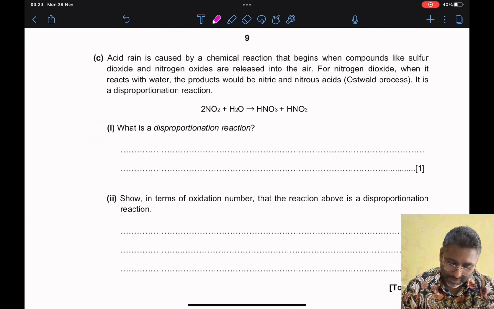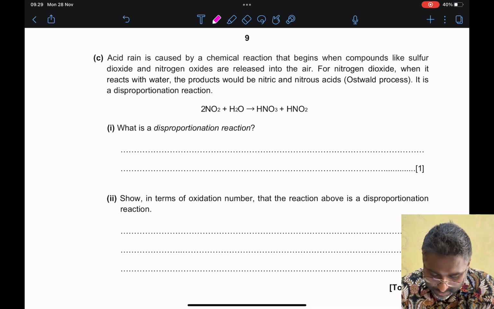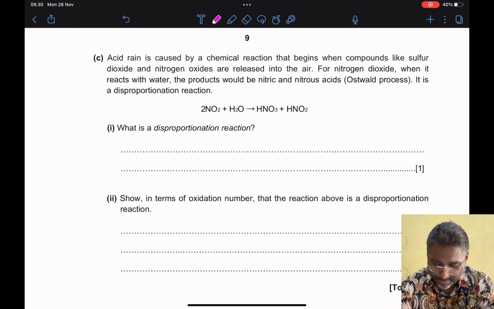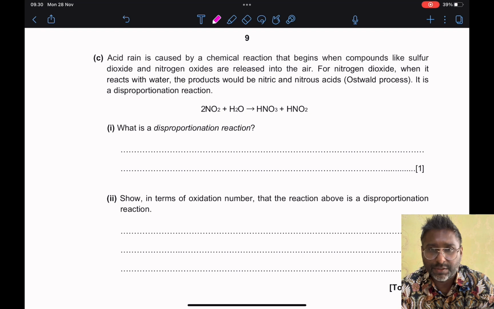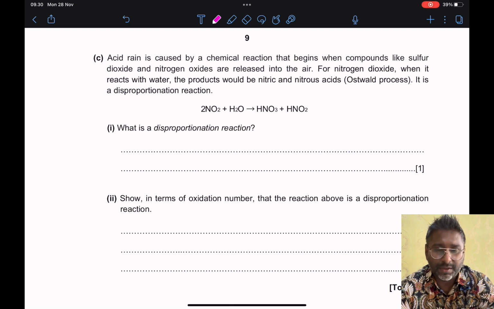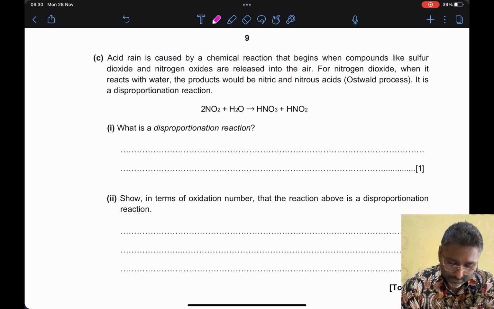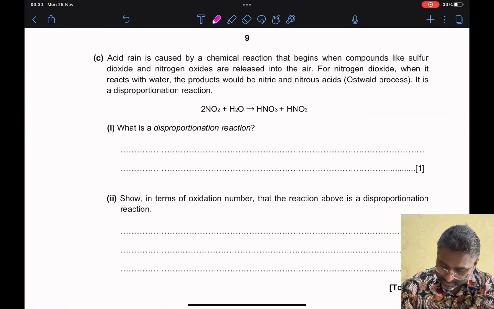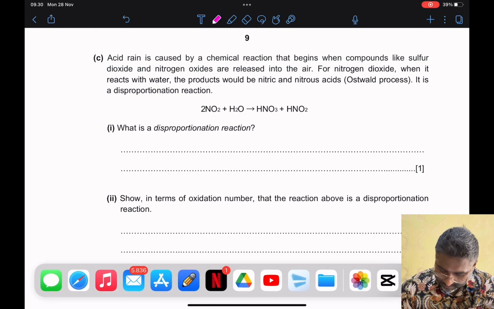Now, acid rain is caused by a chemical reaction that begins when the sulfur dioxide and nitrogen oxide are released in the air. For nitrogen dioxide, when it reacts with water, the products will be nitric and nitrous acid. It is a disproportionation reaction. What is a disproportionation reaction? So basically, a disproportionation reaction is a reaction where the same substance is being oxidized and at the same time being reduced.